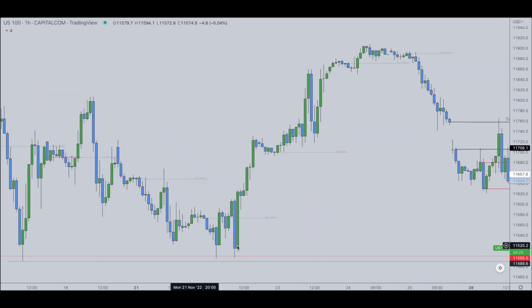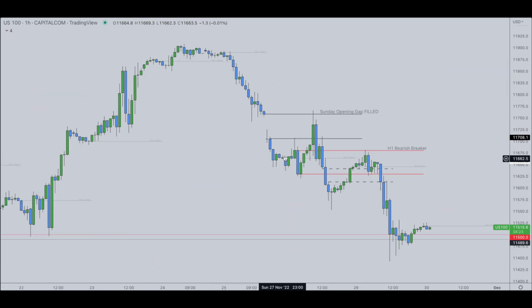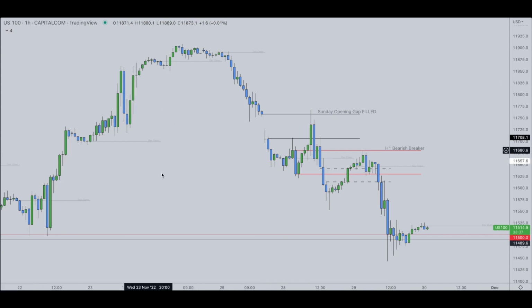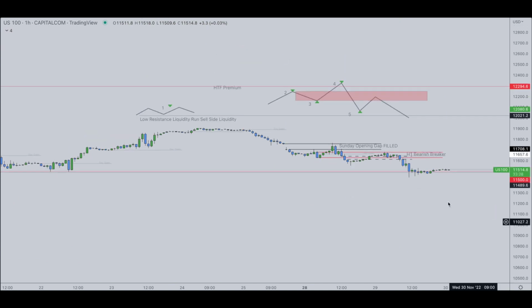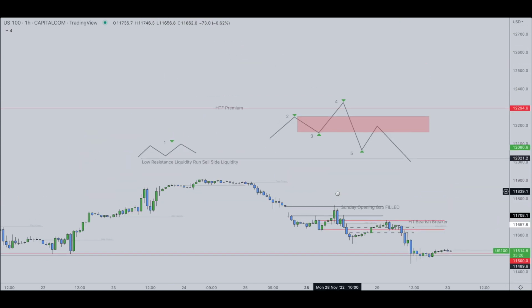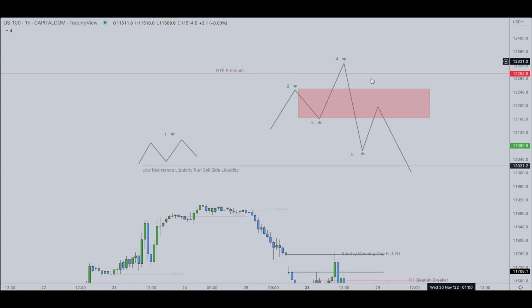Step number 1. Step number 2. Here. So we're going to skip all this. When market maker sell models play out, they don't always play out perfectly. This is essentially a market maker sell model, but you're not always going to see a perfect market maker sell model like the one I outlined here in this diagram. But just know this is always going to be that liquidity where you're going to draw, where you're going to be targeting.